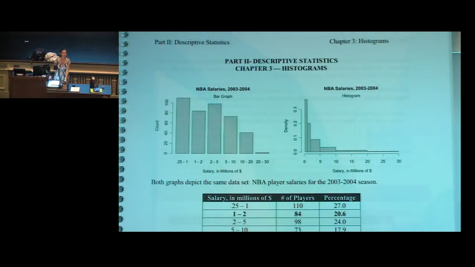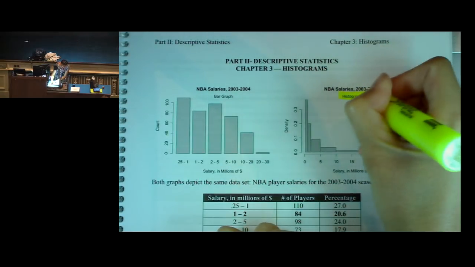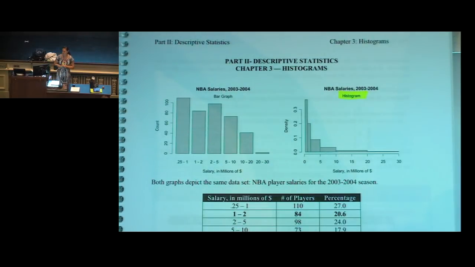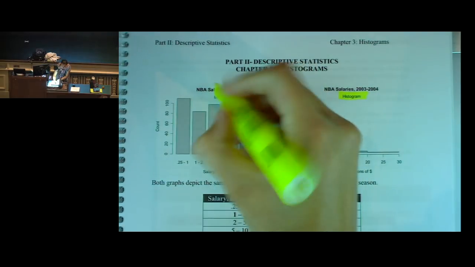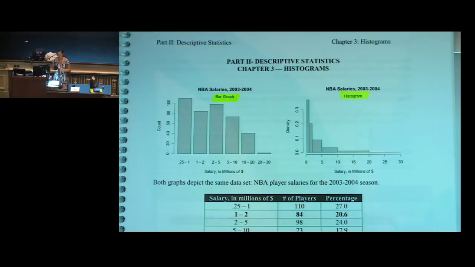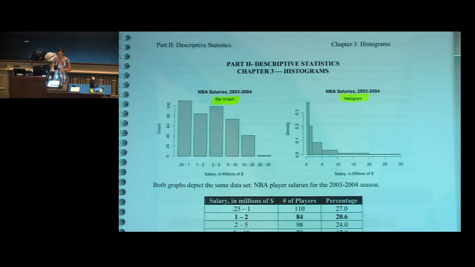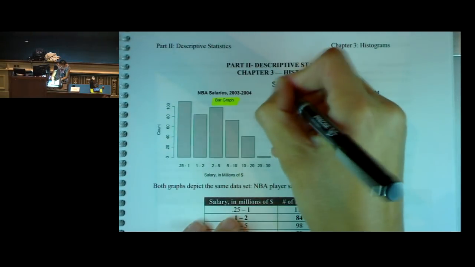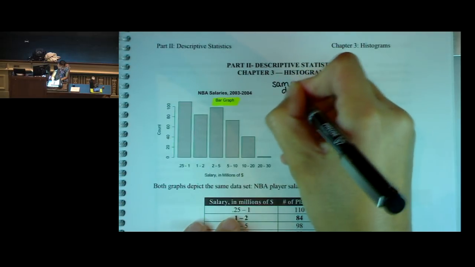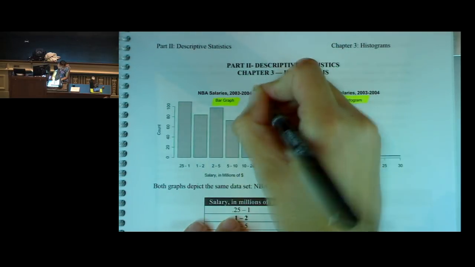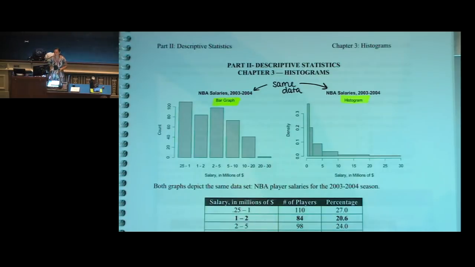So histograms, I'm sure you guys all have seen a histogram before. Here's one right here. This is for NBA salaries in the 2003-2004 season. They also give us on the left a bar graph. I'm sure everyone here has seen a bar graph before as well. And you'll notice that these two look different, right? They look different, but they're actually showing the same data. So why do they look different? What's the difference between a histogram and a bar graph?